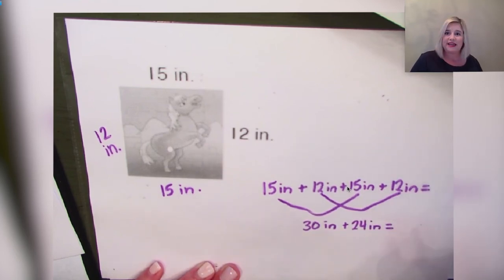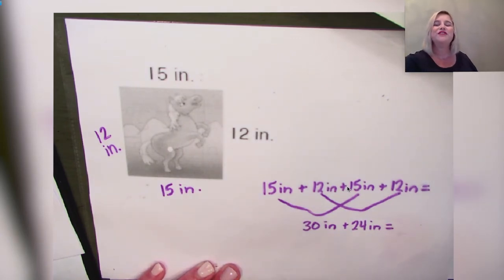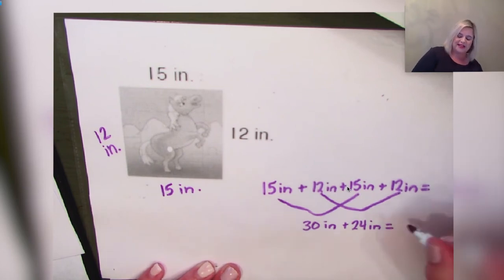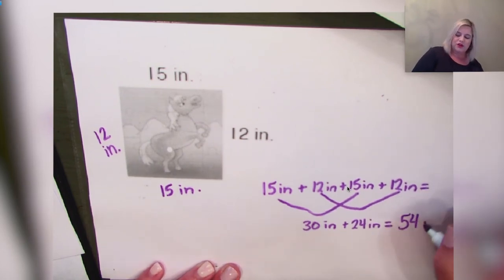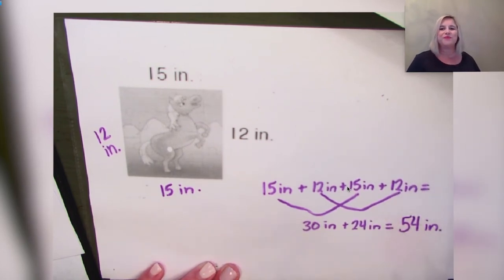So we see that we can add now 24 and 30 together. So how many centimeters are on the sides of this puzzle? Oh, you caught me. It's not centimeters. This is a huge puzzle. We're doing inches. 54. That is great. You are on a roll.